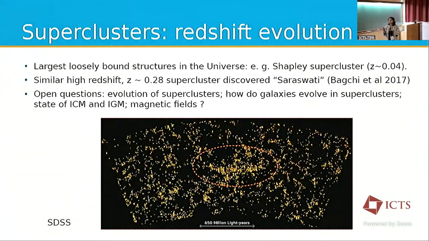So coming to superclusters, they are the largest, one would say, loosely gravitationally bound structures in the universe. Shapley is a well-known supercluster at a redshift of 0.04. The Saraswati supercluster was discovered in 2017 by Joydeep Bagchi's group, and it has similar characteristics to Shapley, but is located at 0.28 redshift. So we have undertaken a project to study whether we can find some evolution between superclusters at 0.28 to 0.04.